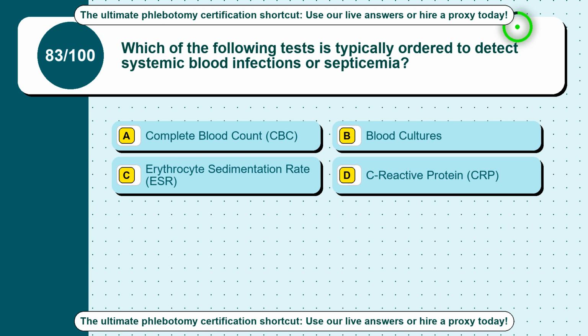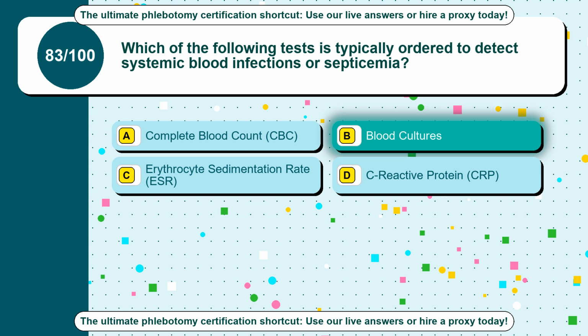Question 83. Which of the following tests is typically ordered to detect systemic blood infections or septicemia? Option A, complete blood count, CBC. Option B, blood cultures. Option C, erythrocyte sedimentation rate, ESR. Option D, C-reactive protein, CRP.